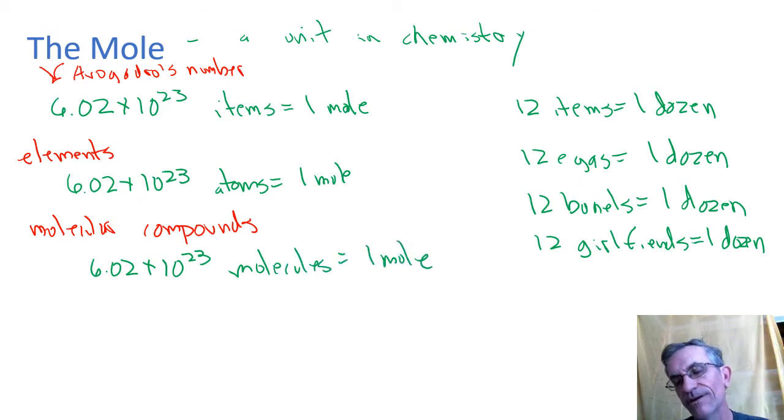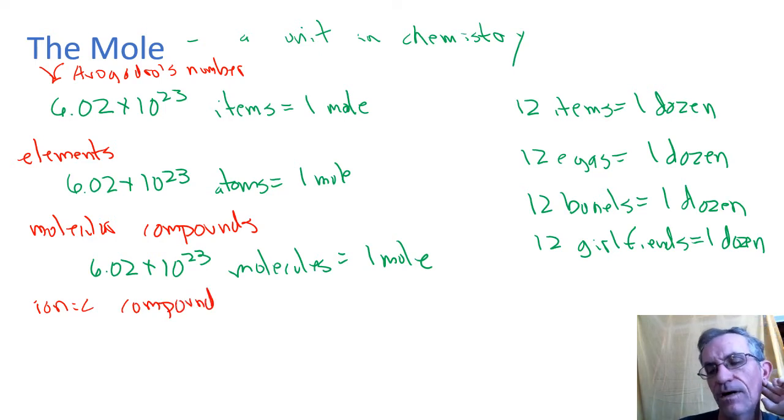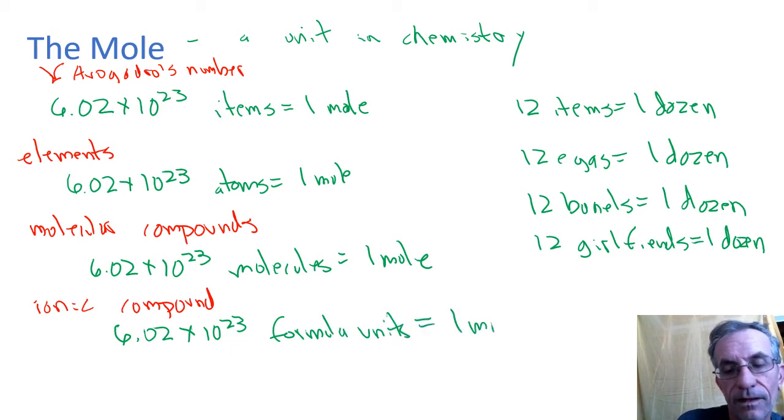So it's the same number, we're just using a different word because the little particles are called something different. Molecular compounds, the little particles are called molecules. Now the last one that we're going to run across is, we might do some examples with ionic compounds. Now ionic compounds, the little particles inside of an ionic compound are not called molecules actually. They're called formula units. So 6.02 times 10 to the 23 formula units is 1 mole. All right.